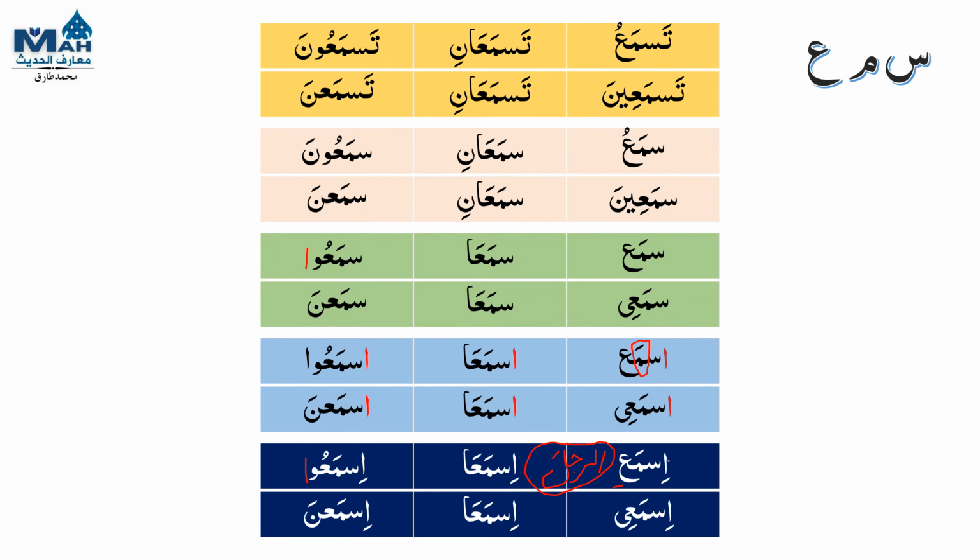Isma'i. Isma'a. You both listen, if you are talking to 2 people. Isma'u. You all listen. Isma'u ya Ahl al-Qur'ani. Oh, Ahl al-Qur'an, listen. Okay. Remember, after this fi'l amr, if you find ya, then the fa'il will be like this.